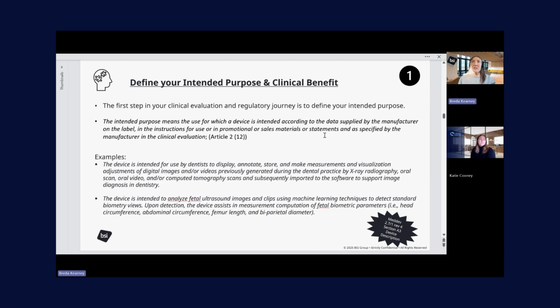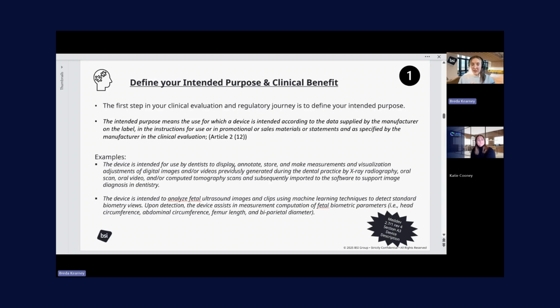The reason is your intended purpose is really what sets you up. It decides what the risk classification of your device is, and it's what qualifies your device as a medical device. So those are two very important things. The intended purpose will qualify your device as a medical device, and it will help with the classification of the device. And from that, we'll determine how much clinical evidence you're going to need. So it's very important to have it right from the start.